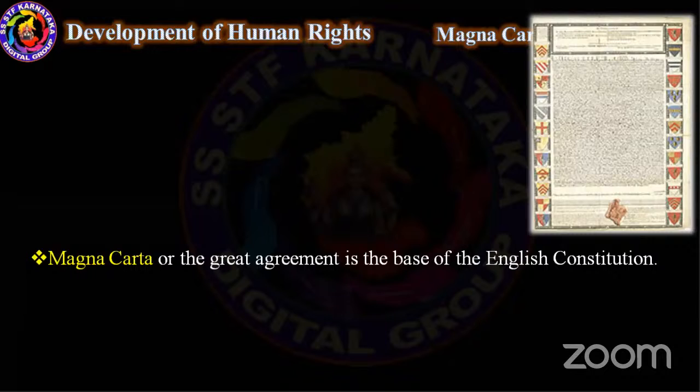Magna Carta, it is the charter of rights. Which one? Magna Carta here. This is the charter of rights here. Magna Carta, or the Great Agreement, is the base of the English Constitution. Based on this, the English Constitution has formed.